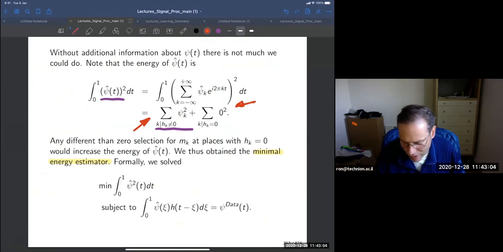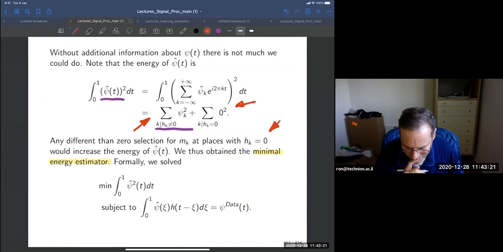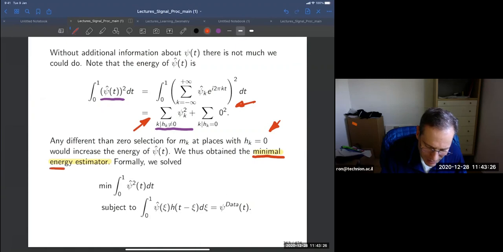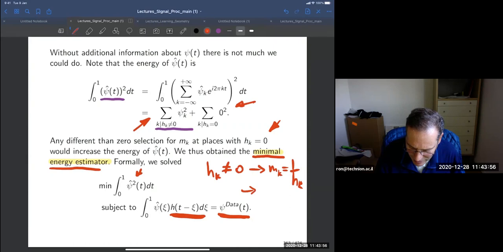If we do any other selection of a filter at these points, we wouldn't do much good because the output is equal to zero. Inverting zero by something would not do anything. So we call it the minimal energy estimator. Why is it the minimal energy estimator? Because if we are minimizing the energy of the reconstructed signal, subject to the observed data, which is my convolution with h, then what we need to do is pick just the values at which h of k is different than zero, and let mk be equal to one over hk. And in the rest of the domain, where hk is equal to zero, we just need to say that psi hat of k is equal to zero.